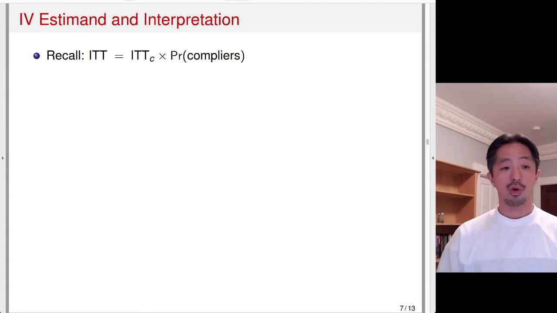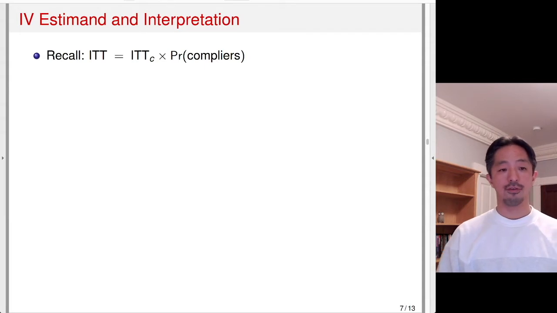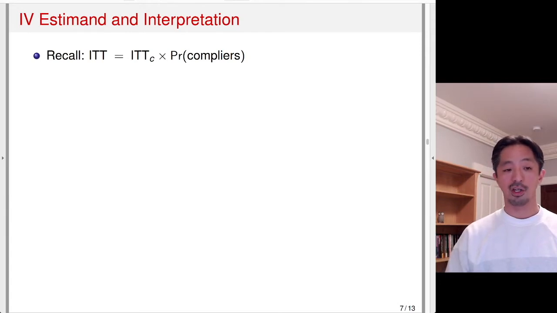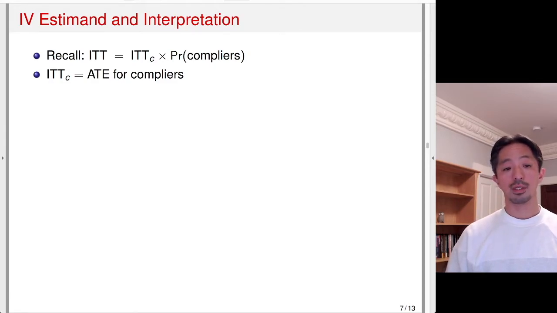Now let's remember the equality that we derived earlier. On the left-hand side, we have the overall ITT effect, which can be identified by the difference of average outcome between the encouraged and non-encouraged, which is equal to the ITT effect for compliers times the proportion of compliers. And we just showed that the proportion of compliers can be identified as well. Now, the ITT for the compliers is actually the average treatment effect for the compliers. The reason is that encouragement is the same as the treatment status for compliers. Remember that the compliers are the people who comply with the treatment assignment, comply with the encouragement. So the ITT effect for the compliers is the same as the average treatment effect for the compliers.